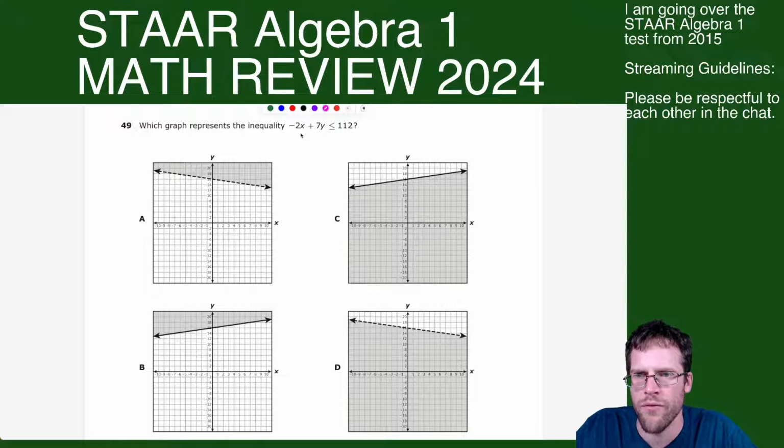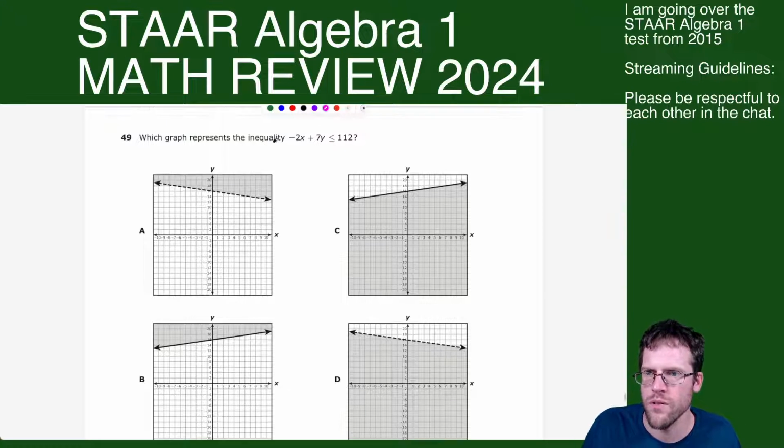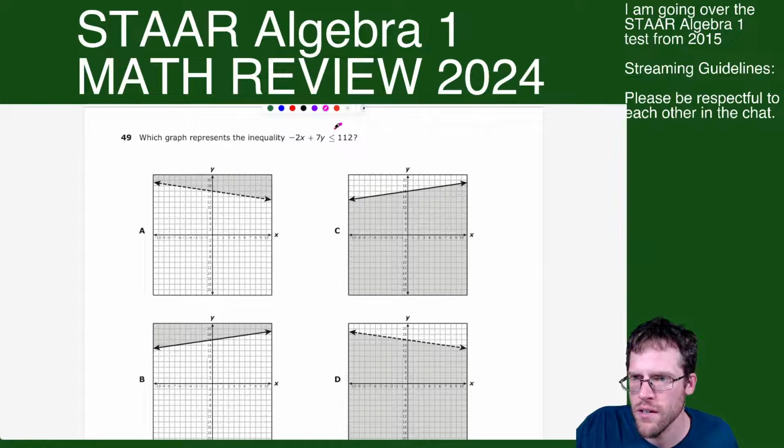So here, which graph represents the inequality of this? If you had to guess, this is less than or equal to. So that tells you that you are shading, but your line is solid. If it was just less than, then it would be a dotted line. But it's not just less than, it's less than or equal to. So the dotted lines are out. It's got to be a solid line. Here, get it in the form of y equals mx plus b.